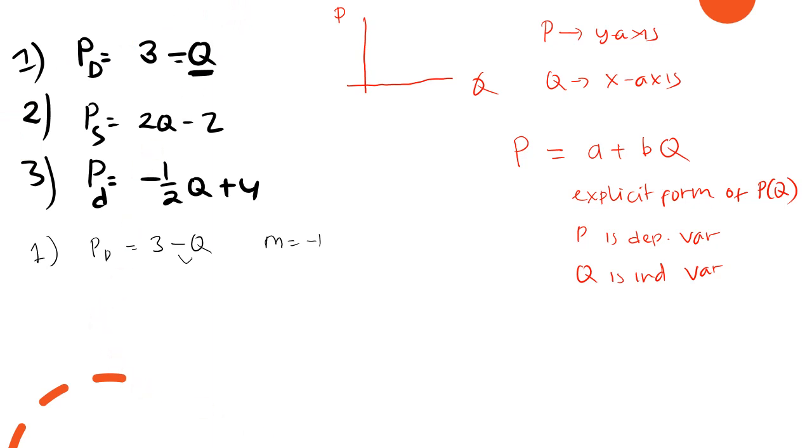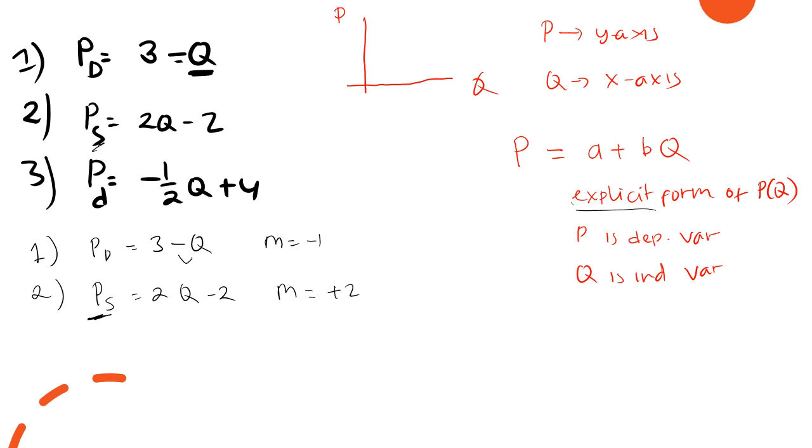Okay, and next is 2. This is the supply function, 2Q minus 2. P here already has 1 as its coefficient, so it has already fulfilled the explicit form of P of Q. So the slope of the function P is +2.